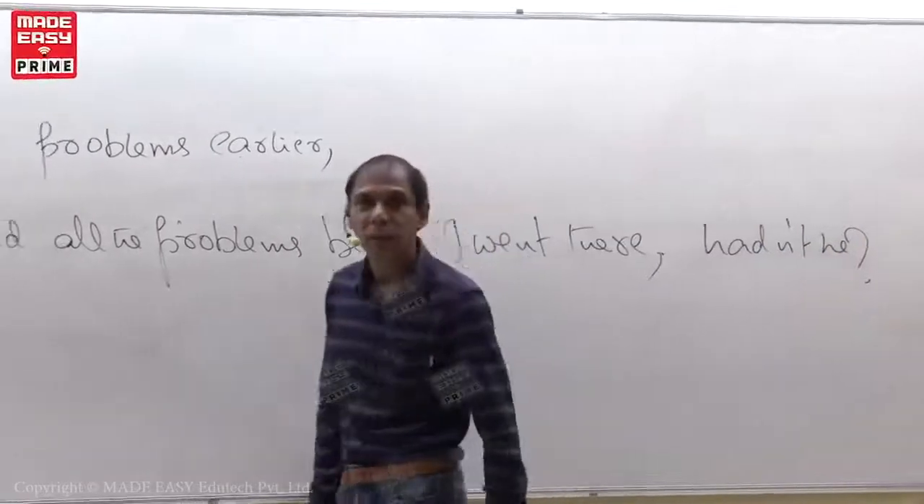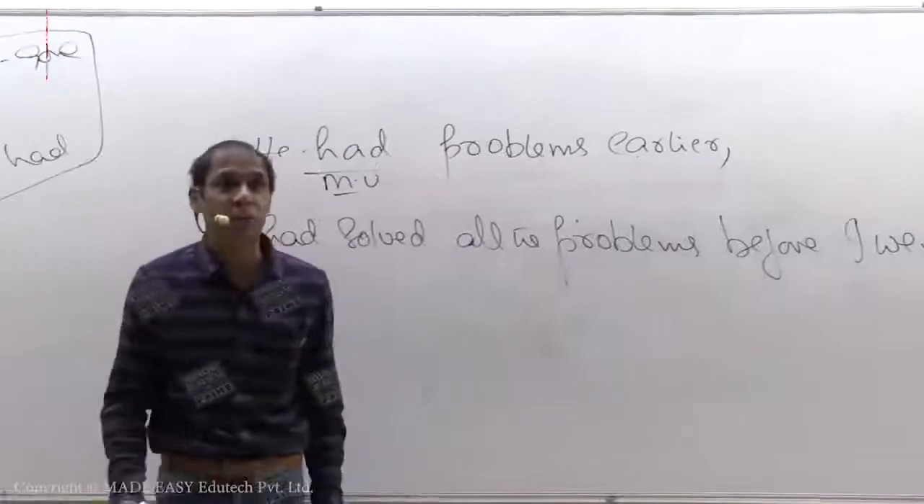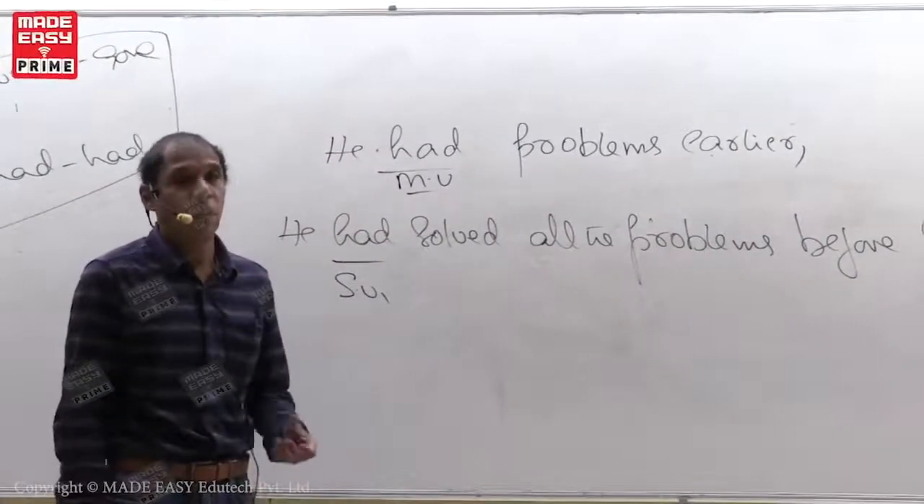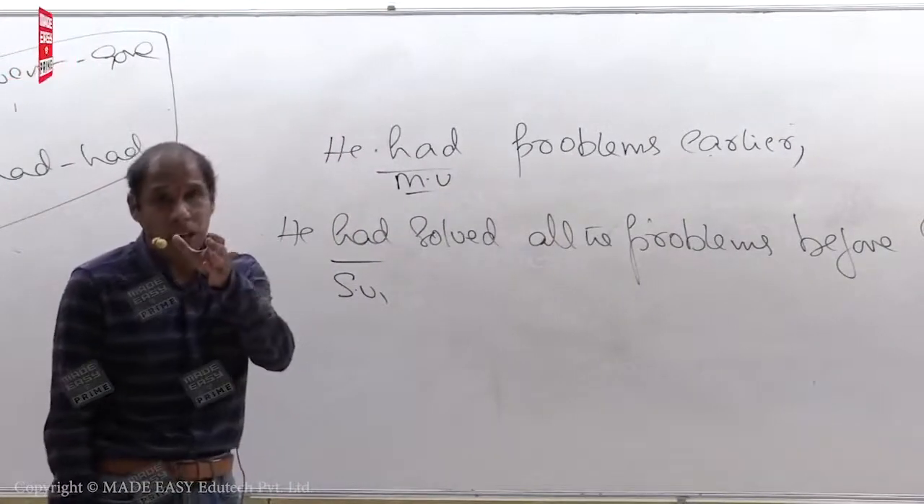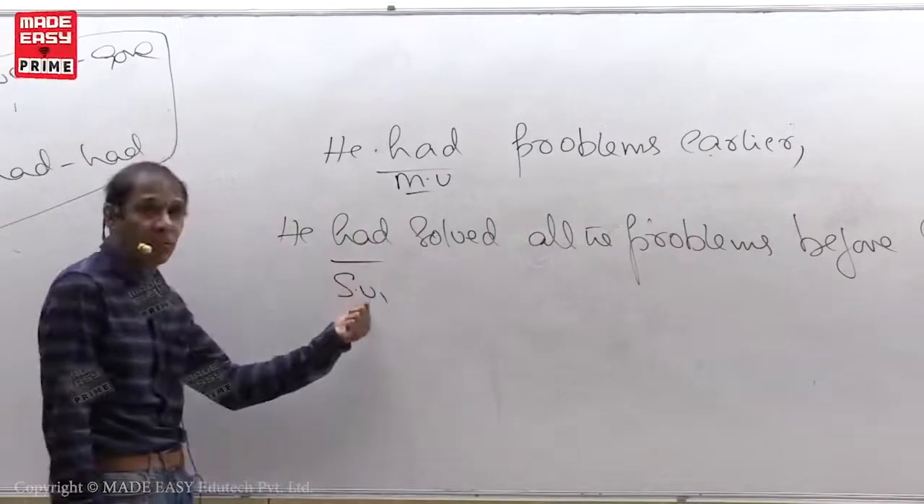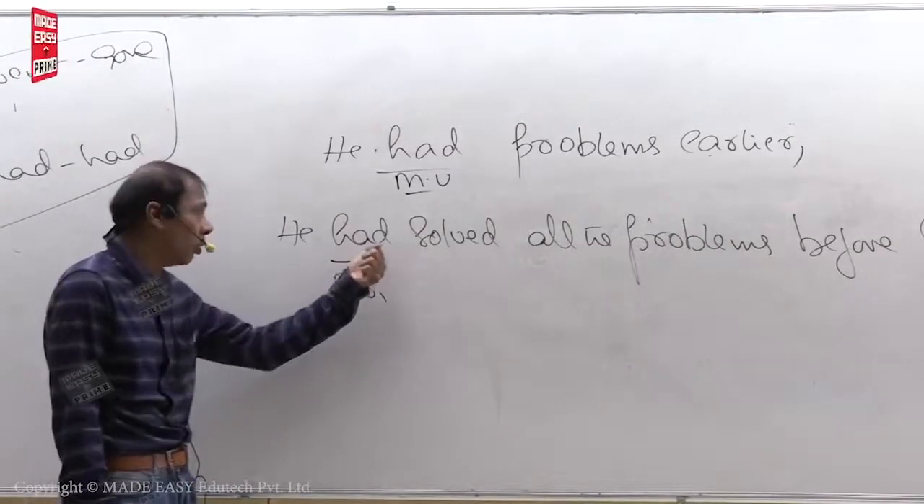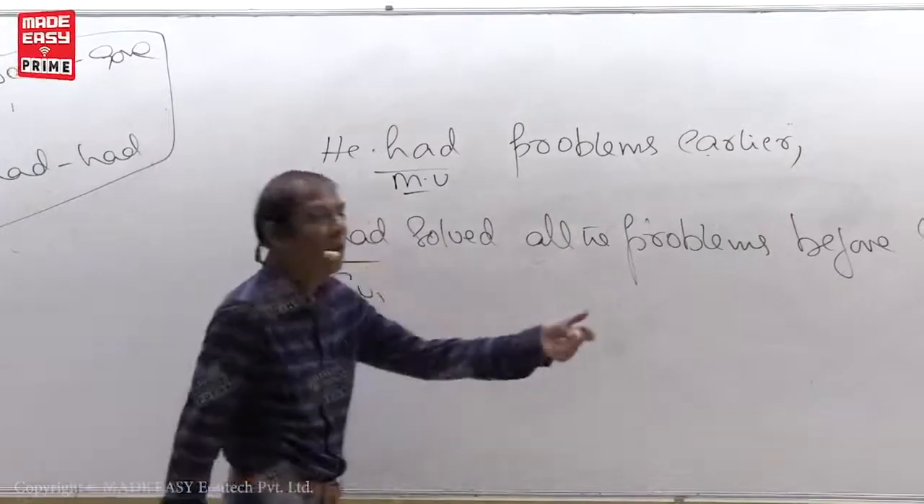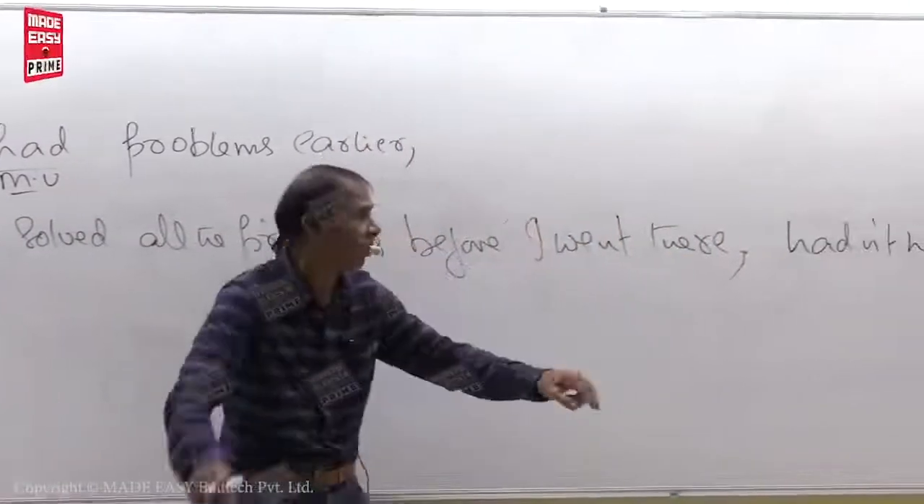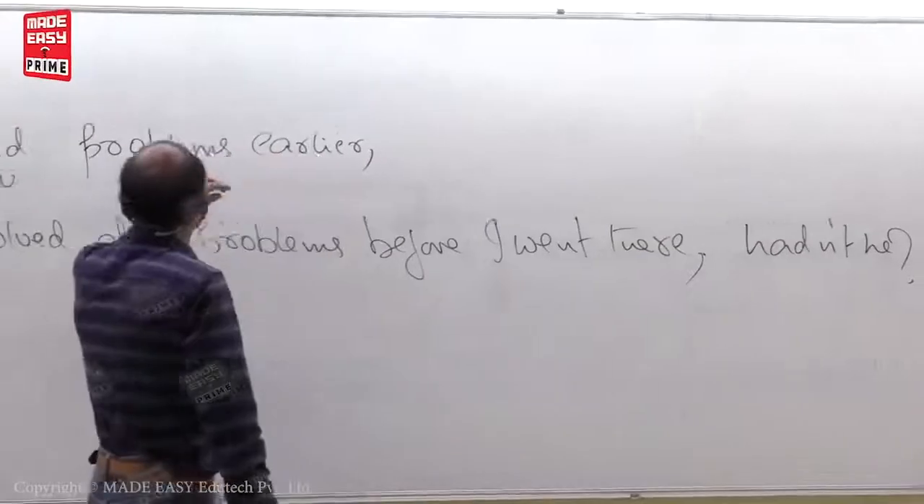Why hadn't he? The statement is positive. Question tag must be negative. If you want negative, what is the rule? Put not after the special verb. Had is acting as special verb, so you can directly put not after had. Had not, short form hadn't. We have to use only short forms. I told you.